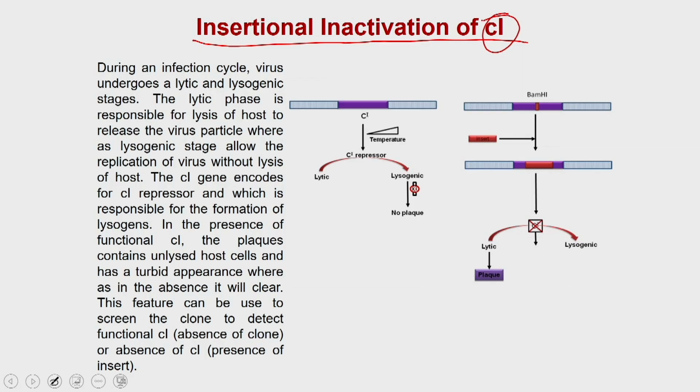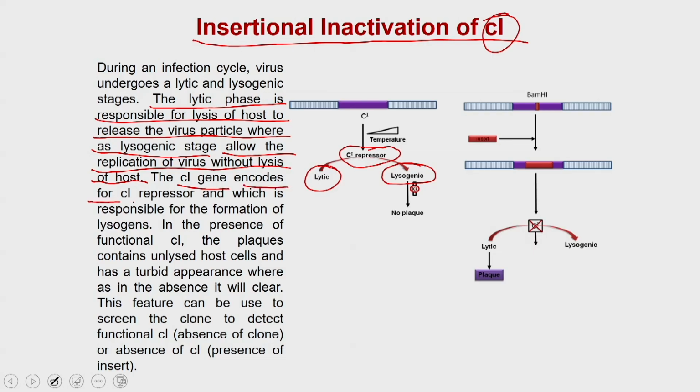Now, the third approach is where you are doing the insertional inactivation of the CI factor. The CI is a crucial factor and responds to the temperature. So, CI is a repressor which actually modulates the virus's activity between a lytic cycle and a lysogenic cycle. Within the lytic cycle, there is lysis of the host to release the virus particles, whereas the lysogenic stage allows the replication of the viruses without lysis of the host. And the CI gene encodes a CI repressor, which is actually responsible for the formation of the lysogens.